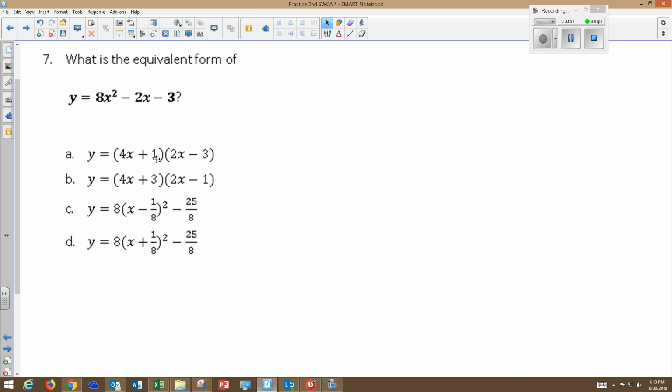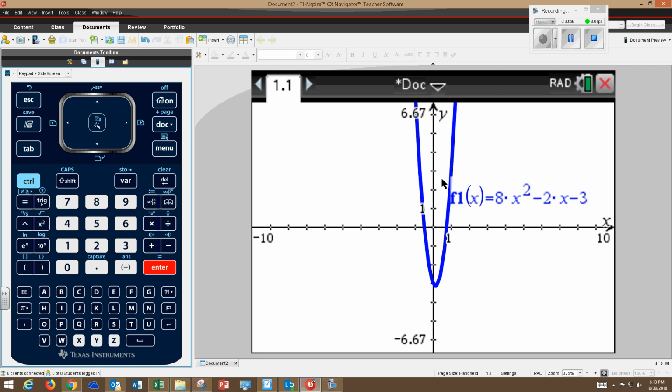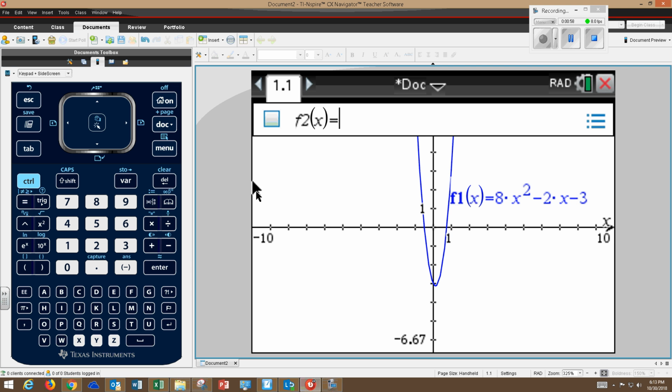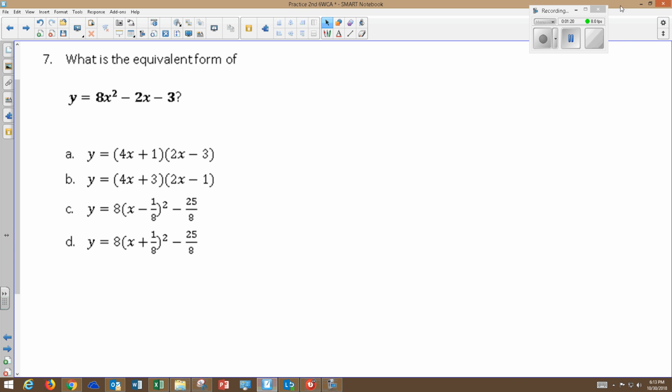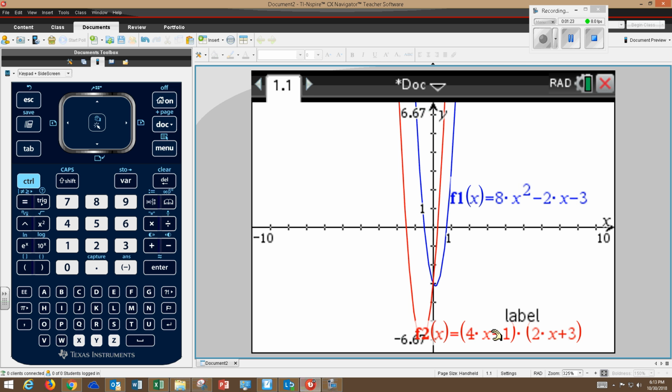Let's try 4x plus 1 times 2x minus 3. All right, so I'm going to hit tab or just double click. And if I type in 4x minus 1, that's not minus 1, minus 1, parentheses 2x plus 3, graphs don't look the same. So let's go back. 4x plus 1, 2x minus 3, that didn't work.